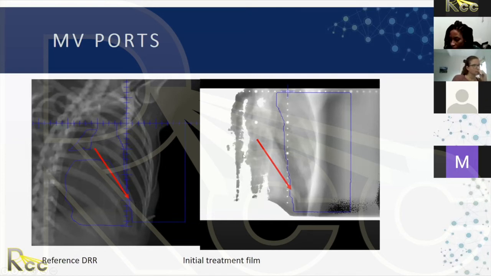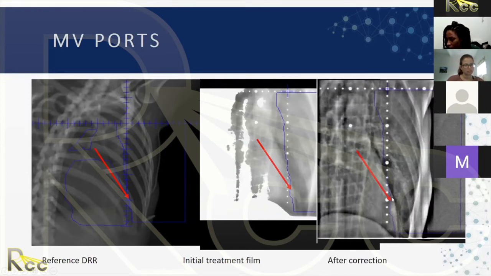So during treatment, on the initial treatment film, we see that the heart has moved into our field a little bit, and our rib is no longer sitting right on top of our block, so we know we have to make some corrections and re-image this patient prior to treating. And that's exactly what we do here.